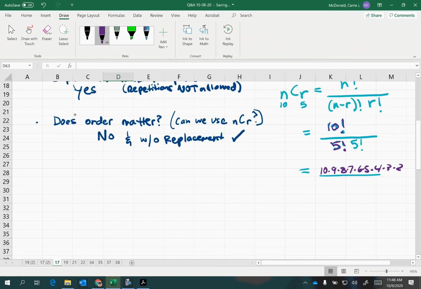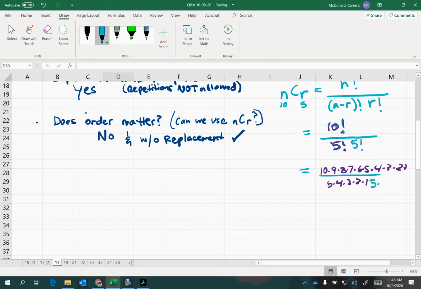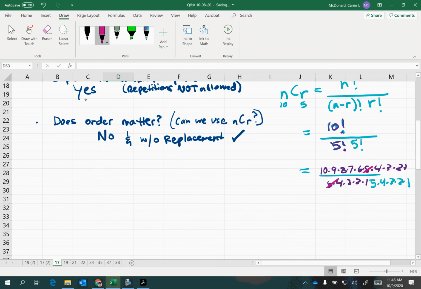3 times 2 times 1, and then expand 5 times 4 times 3 times 2 times 1, and also expand the other 5 factorial, 5 times 4 times 3 times 2 times 1. And what's going to happen is this 5 is going to cancel off, this 4 is going to cancel off, the 3 is going to cancel off, the 2, and the 1. And we could have gotten that done a lot more efficiently by using a little trick.